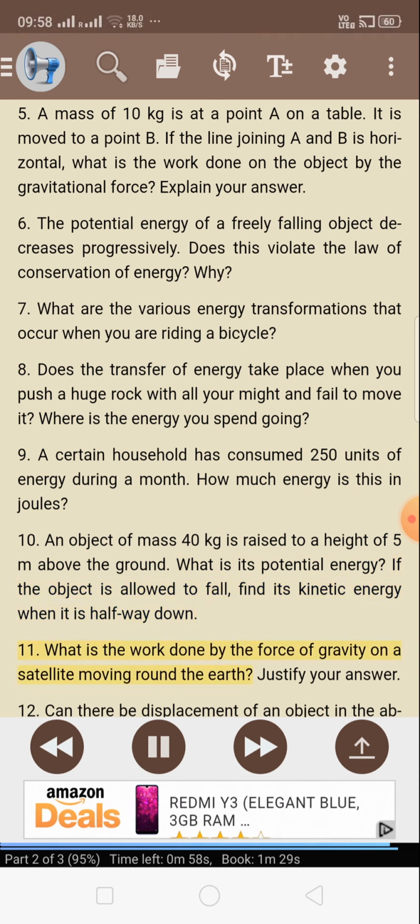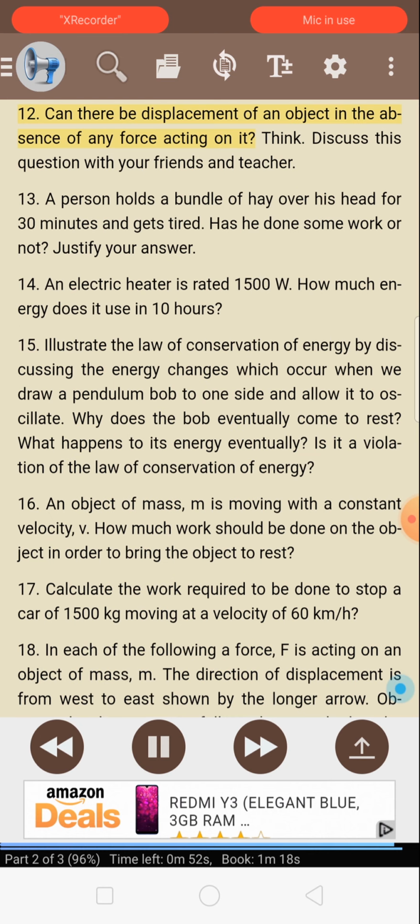11. What is the work done by the force of gravity on a satellite moving around the Earth? Justify your answer. 12. Can there be displacement of an object in the absence of any force acting on it? Think. Discuss this question with your friends and teacher. 13. A person holds a bundle of hay over his head for 30 minutes and gets tired. Has he done some work or not?